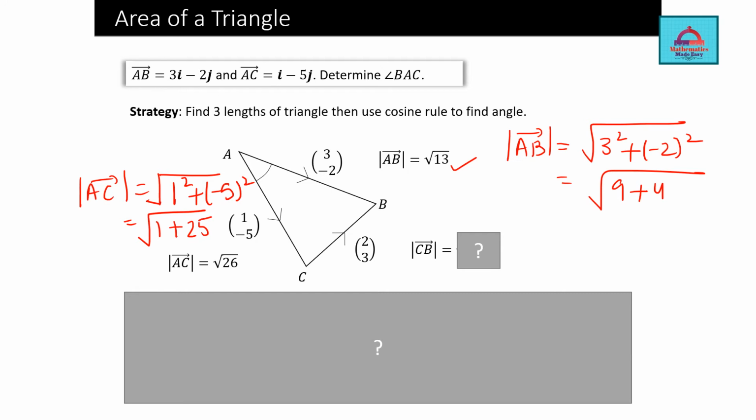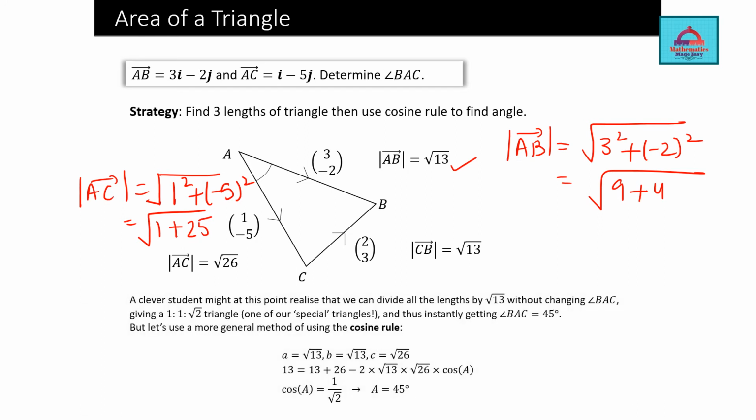Yes, 2 comma 3 is given. So you can find its magnitude as the square root of 13. So you have all the three. Now that you have them, you have small a, small b, small c. So you can put it in the cosine rule. Let me write here for you the formula in case any one of you has forgotten. So cos A would be AC squared plus AB squared minus BC squared over 2 times AC times AB.